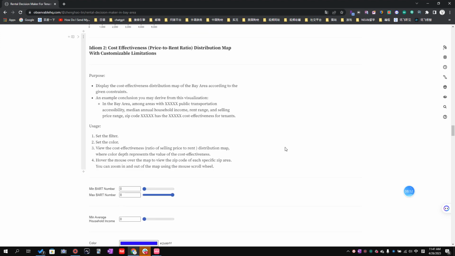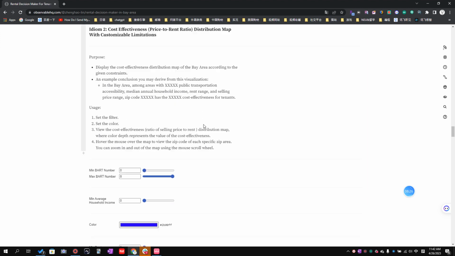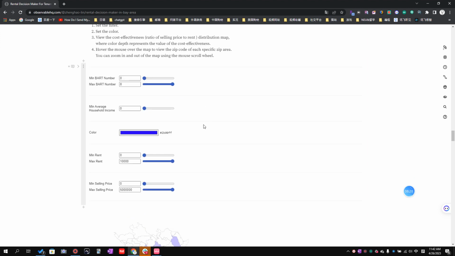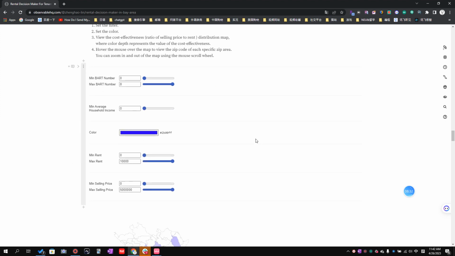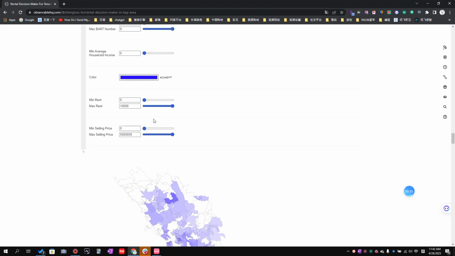I said I want to make the decision mostly based on cost effectiveness, aka selling price to rent ratio. So this one is the cost effectiveness distribution map with customizable limitations. Similarly, it has a filter and the map visualization, but the filter is a little bit more complicated with more variables in it. You can filter by rent price and by selling price here.